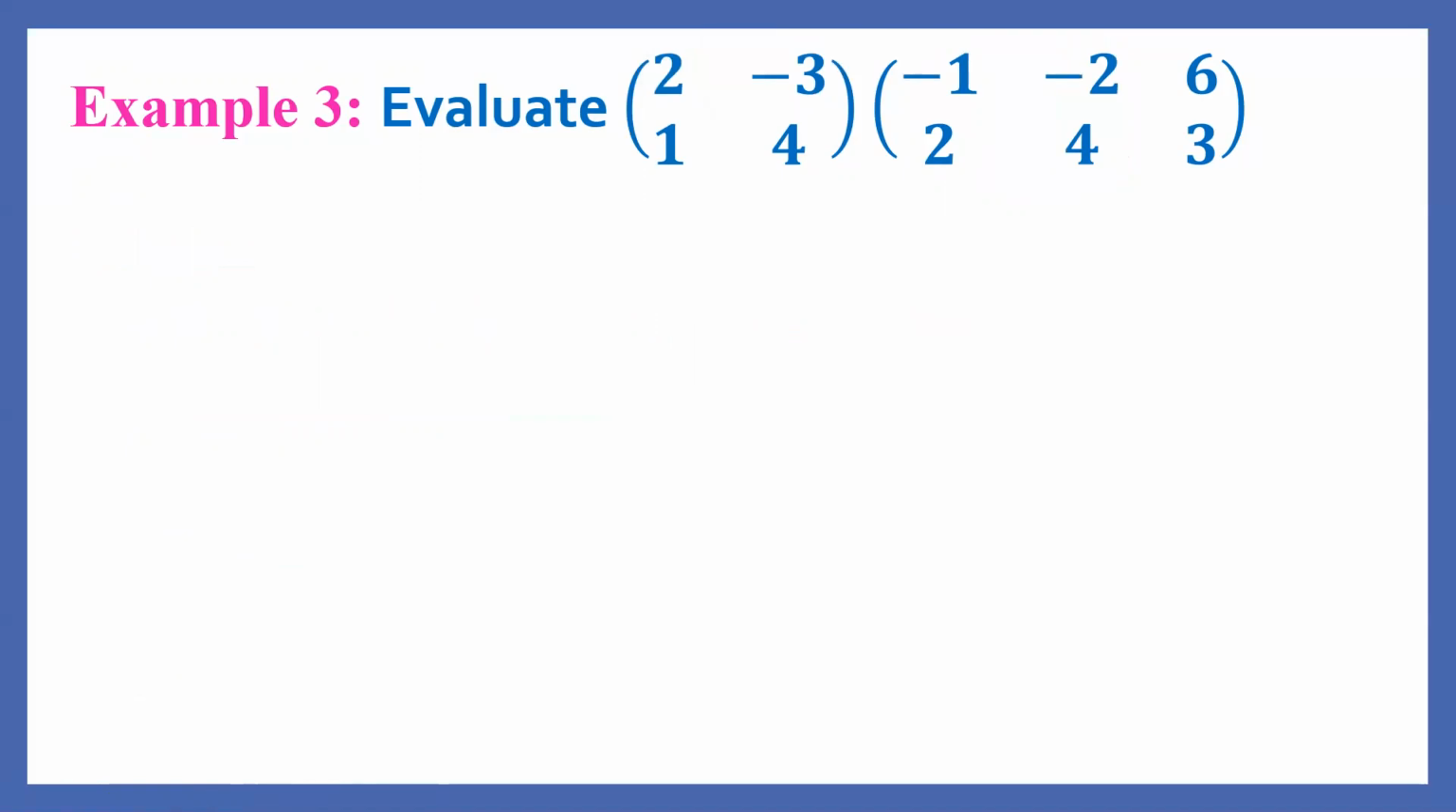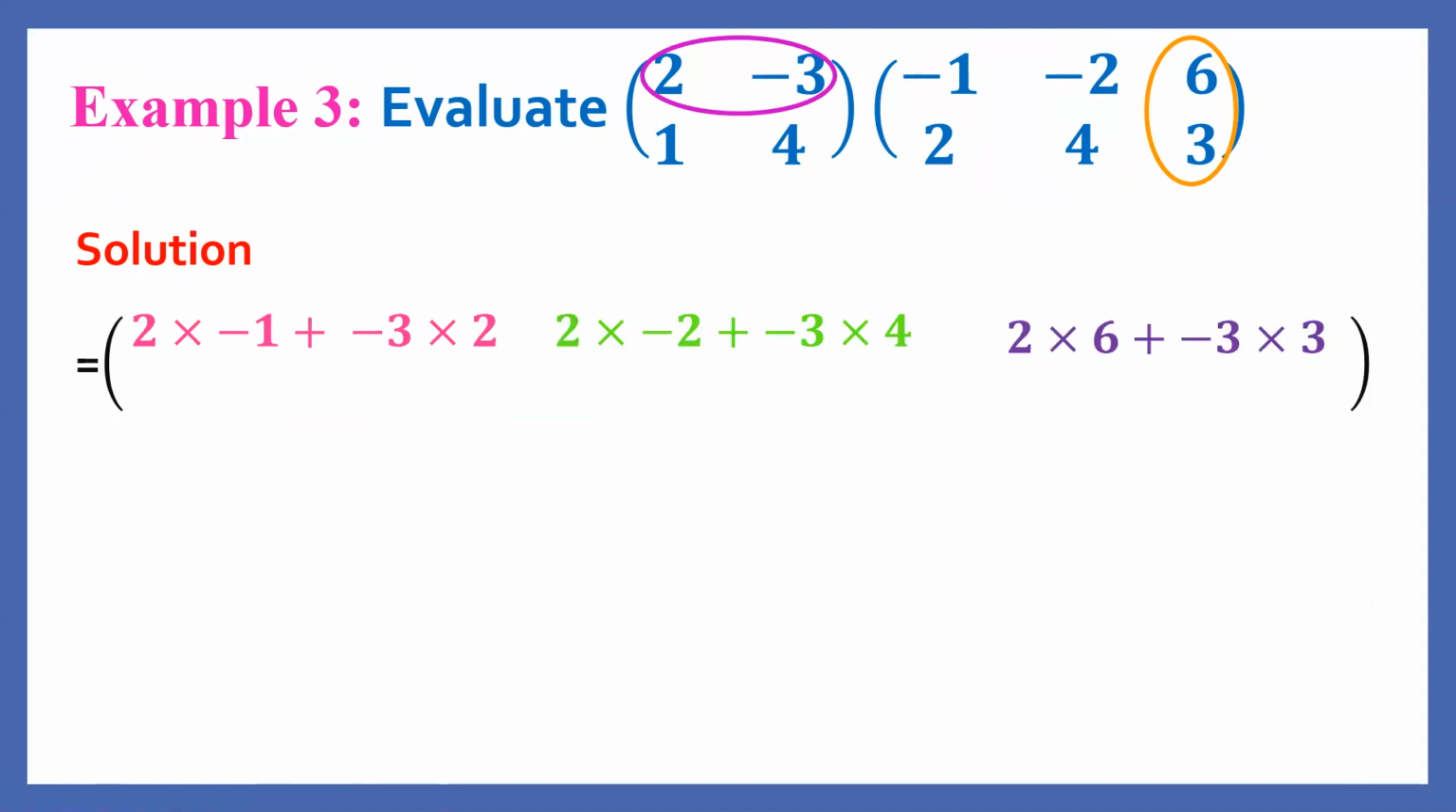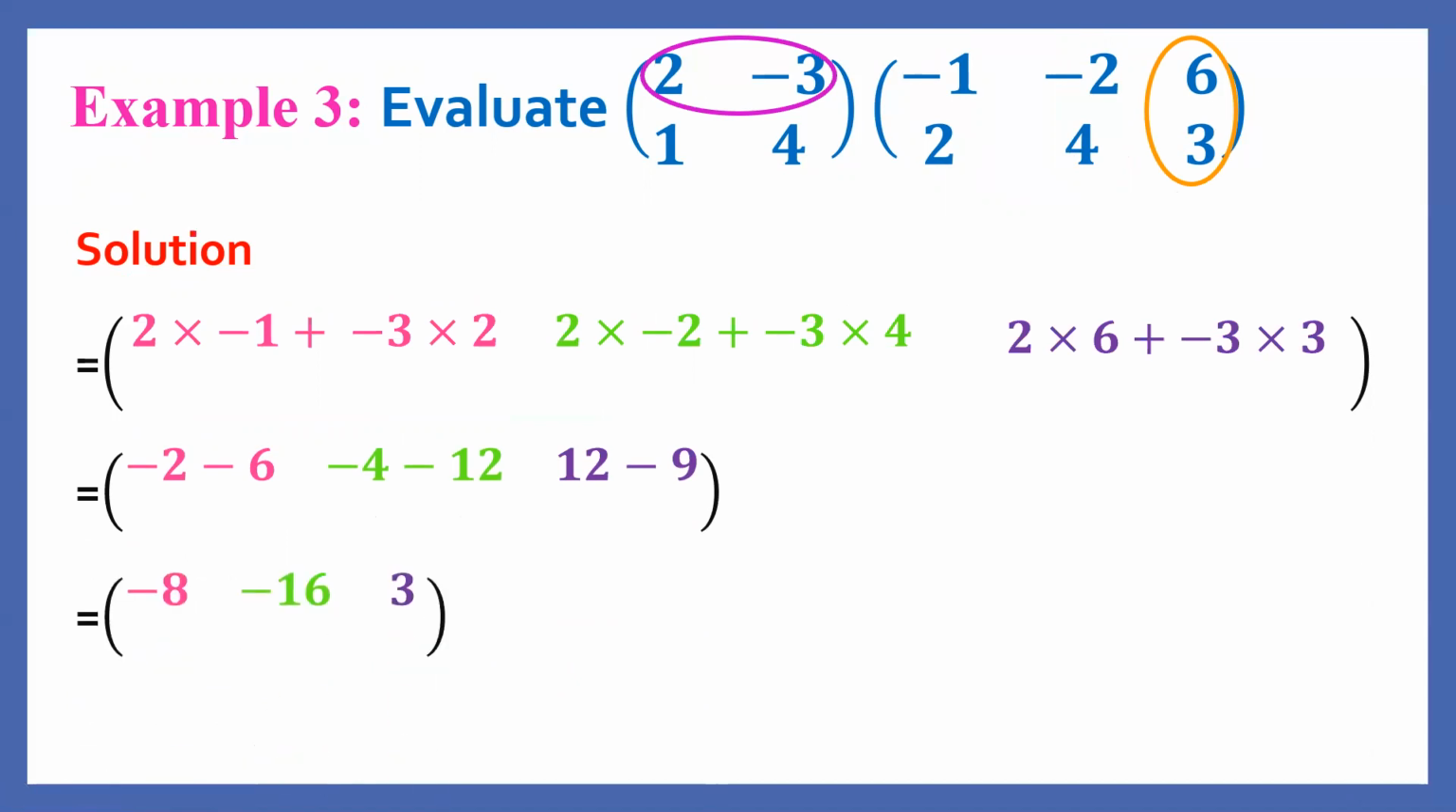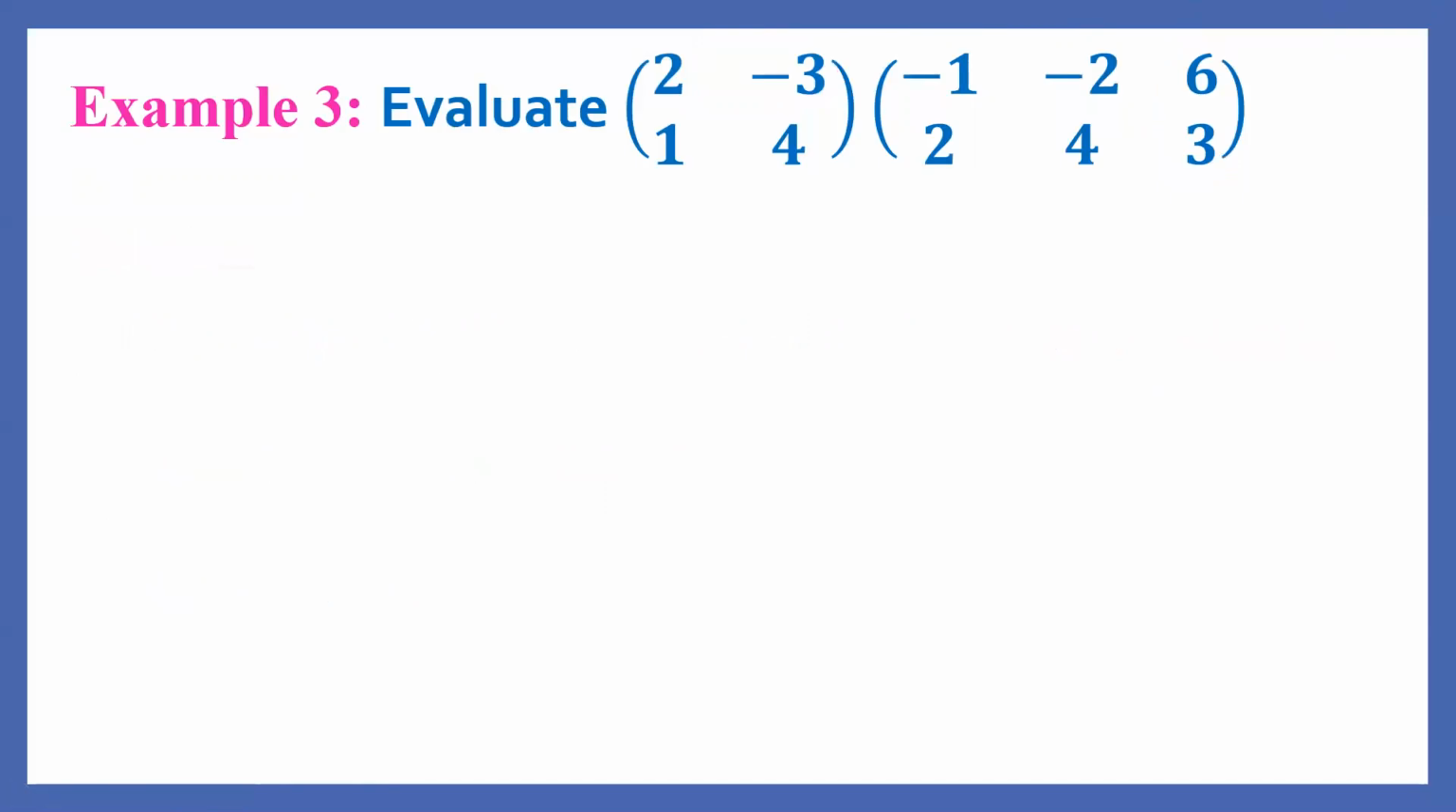Next, we multiply the first row by the third column. First row, third column. So I will have 2 times 6 plus -3 times 3. Simplifying, I will get 12 minus 9, which is 3. So the first row has been multiplied by all the columns. Now we proceed with the second row. I need to multiply the second row by the first column.